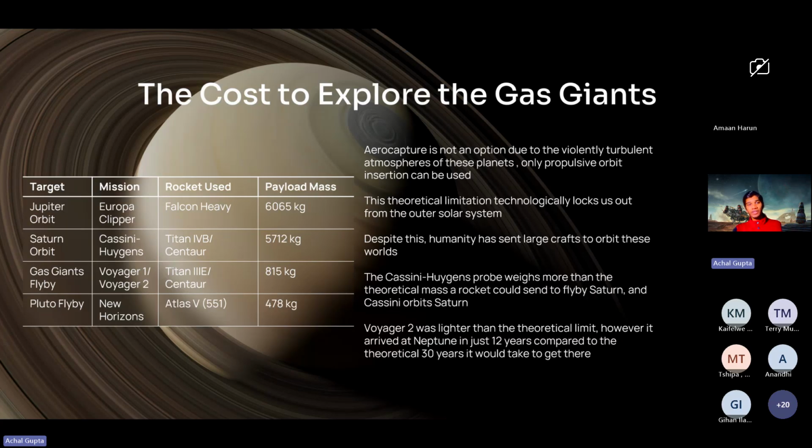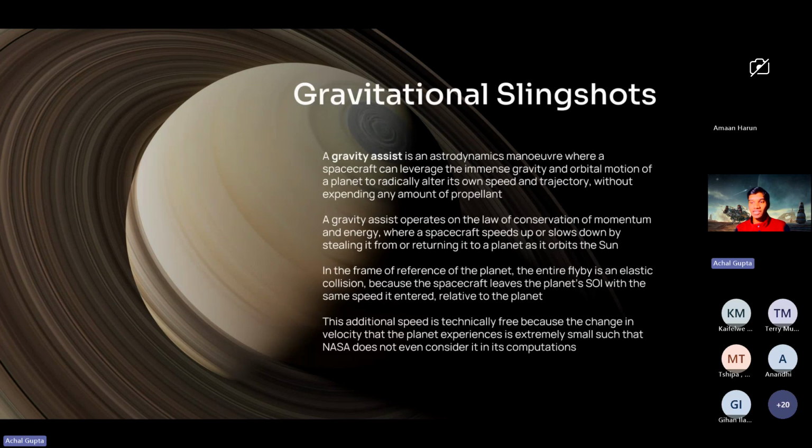Firstly, another thing I want to point out is even though Voyager only flew by these planets and technically is within the theoretical limit, it reached Neptune in 12 years instead of 30. The Hohmann transfer would take you 30 years to get to Neptune, but we got there in 12 years. Well, clearly there's some other trick we're using, and that trick is called a gravitational slingshot.